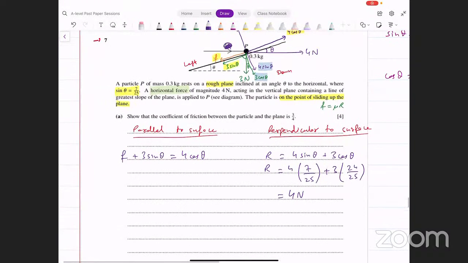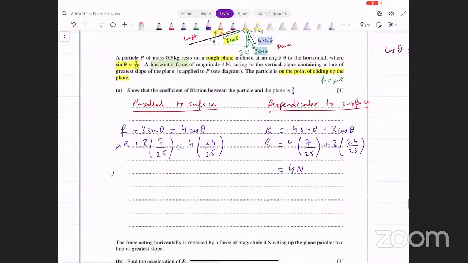ये 4 न्यूटन हो गया. अब इसकी वैल्यू यहाँ पे इनपुट कर देते हैं. फ्रिक्शन क्या है? फ्रिक्शन is equal to mu R. Why? Because we're talking about limiting equilibrium. Then we got 3 into sine theta. Sine क्या है? Sine is 7/25. That equals 4 into 24/25.